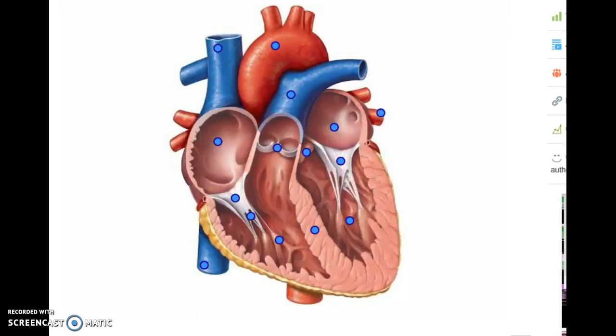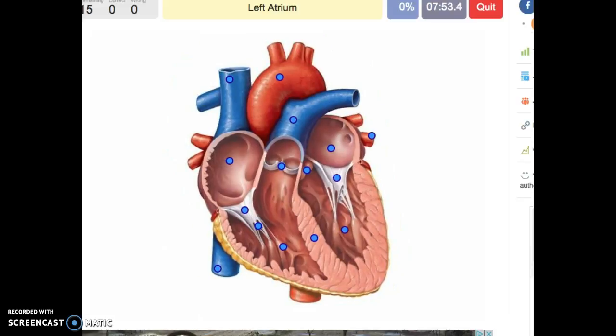So to finish off, I'm going to label the heart and explain what each part of the heart's function is. So firstly we've got the left atrium. The left atrium's job is to collect oxygenated blood from the lungs, which then contracts to push the blood through the bicuspid valve and through to the left ventricle. The left atrium is situated here.